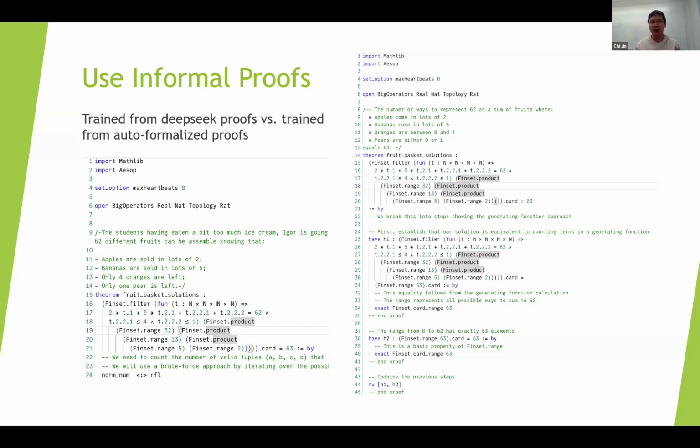Whereas a prover trained from the auto-formalized proofs usually has more steps, similar to how humans solve it, with divide and conquer. We have some lemmas, some sub-problems, and then we solve these sub-problems. One very interesting thing is that we observe this style of system is able to solve some problems that the other style of system is not able to solve. They're both able to solve some problems, but there's also a small number where one is able to solve it and the other is not.